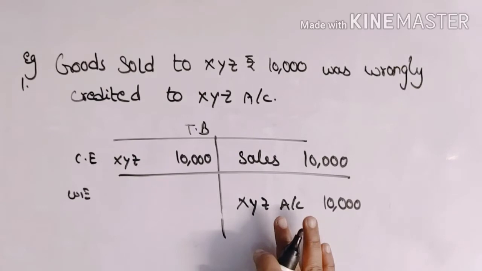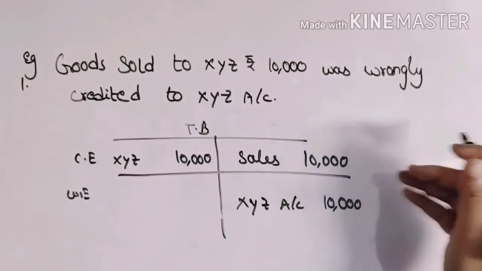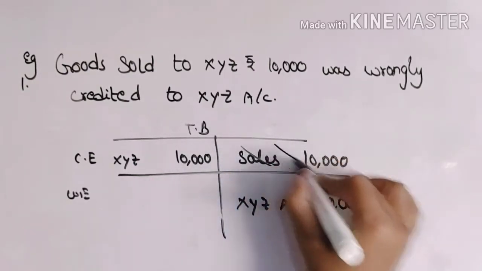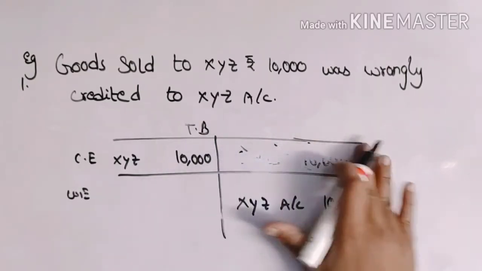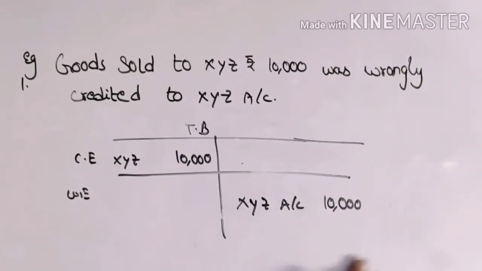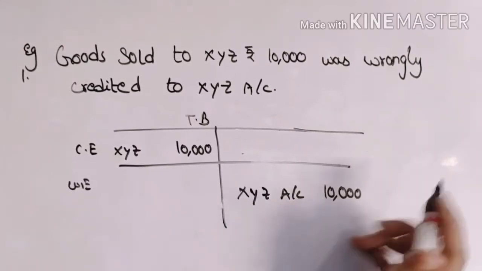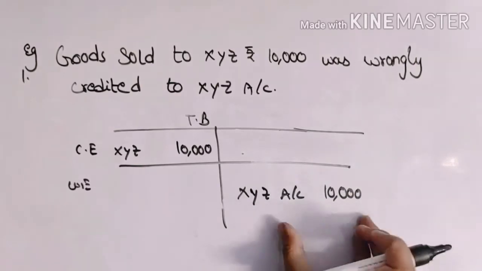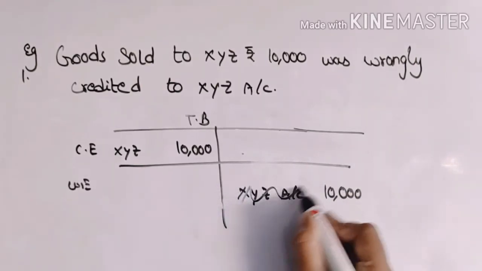Now how can we solve this error? See, they didn't say that the sales account is also in error. They are silent in the case of the sales account. So there is no rectification we can do with this sales account. Sales account is silent in this whole sum. So now we have to rectify only one account, that is the XYZ account. XYZ account is wrongly credited. In order to cancel this in the credit side, can we simply strike it out like this?